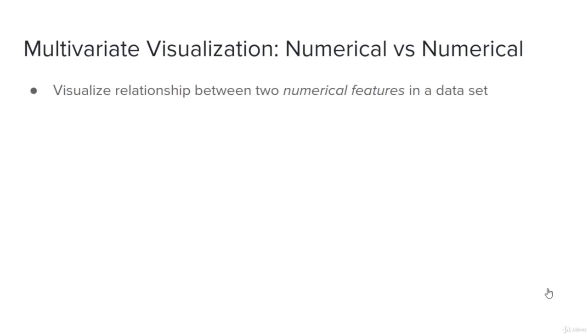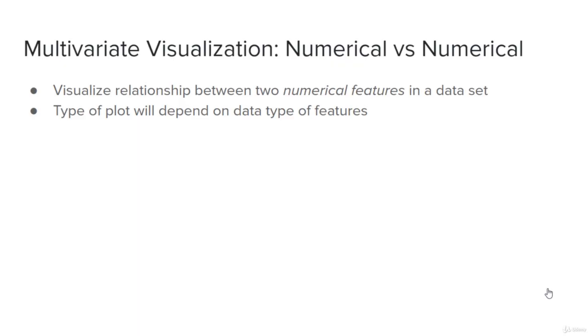In multivariate visualization, the concept behind it is that we need to study the relationship between two numerical features. We're going to visualize them using different techniques and plot them in one graph. So the type of plot will basically depend on the type of features.